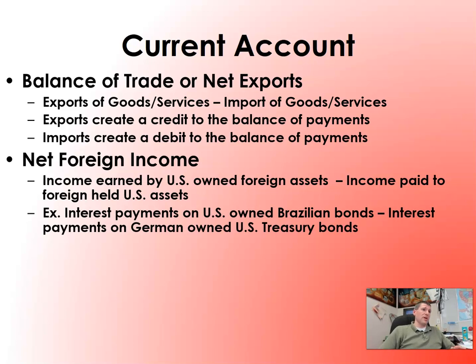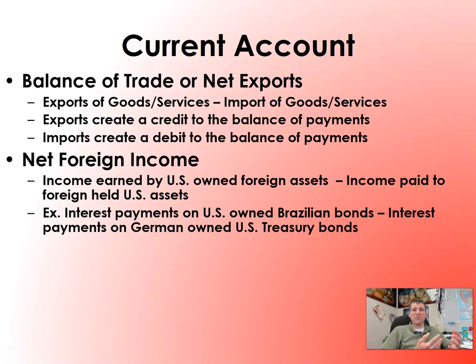So let's say that I'm an American citizen and I own some Brazilian bonds, all right? Those Brazilian bonds from the Brazilian government pay interest. When I get that interest, the income from those bonds, that falls into the current account. And let's say you have a German citizen who owns U.S. Treasury bonds. When they receive interest on those U.S. Treasury bonds, that money is leaving the U.S. and that'll count as a debit to the current account, okay?